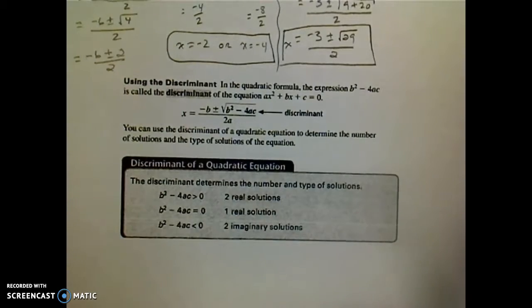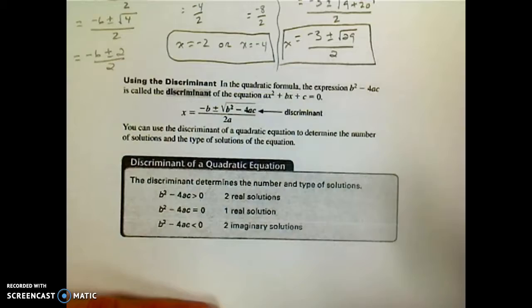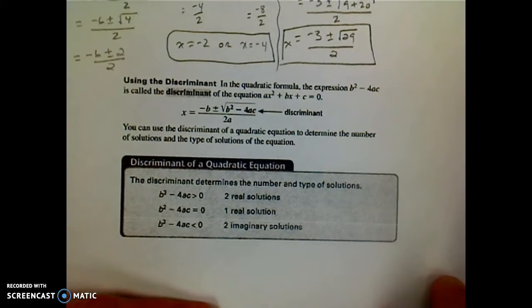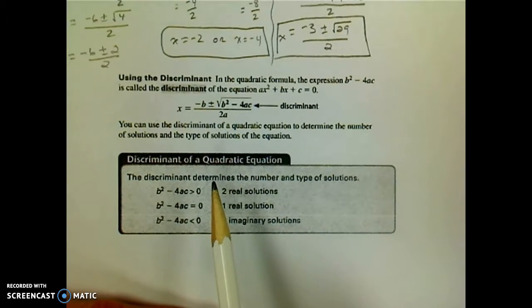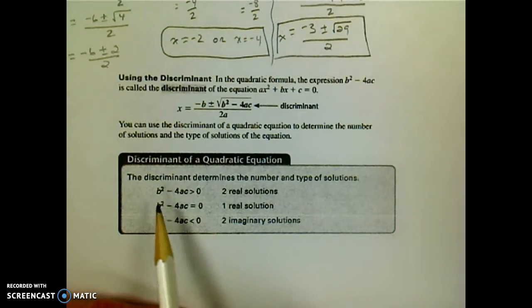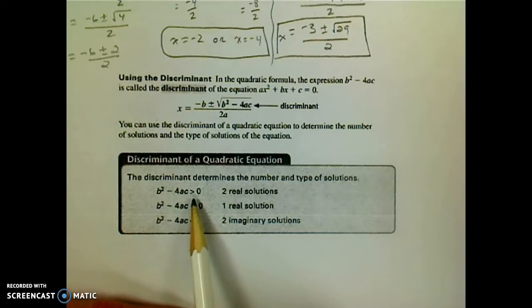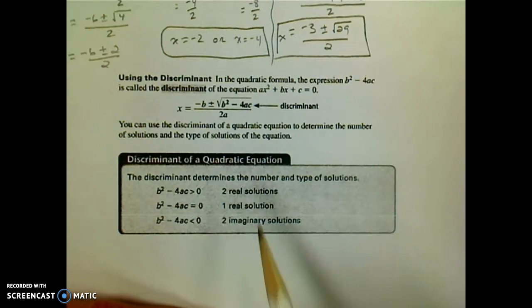The second part of the section is using the discriminant, which is the value of the expression underneath the radical sign, b squared minus 4ac, in a quadratic equation. The discriminant will let us know the number and type of solutions. If the discriminant value is greater than 0, if it's positive, we have two real solutions.